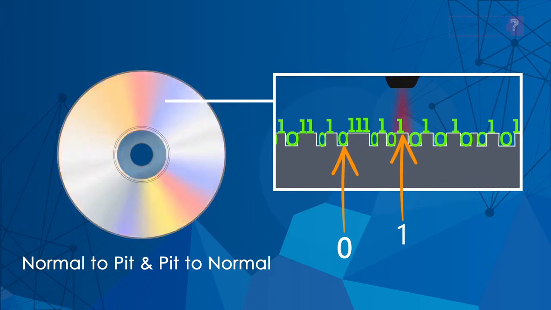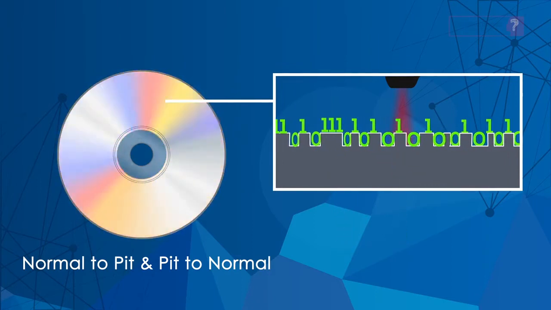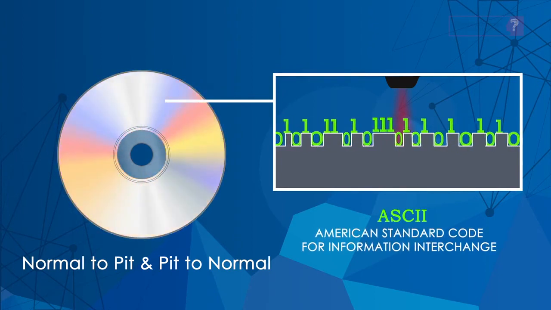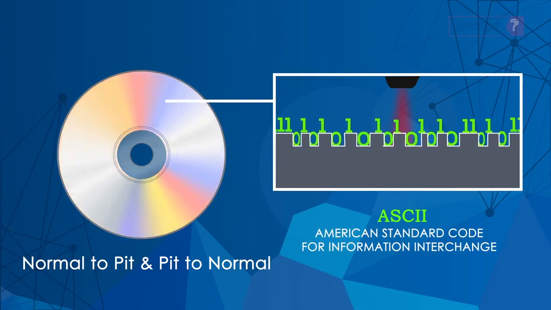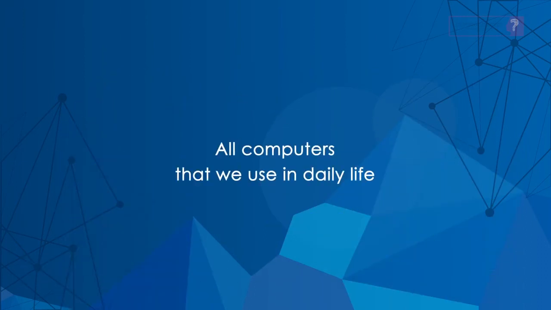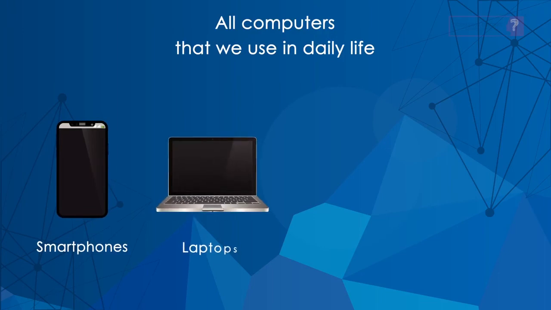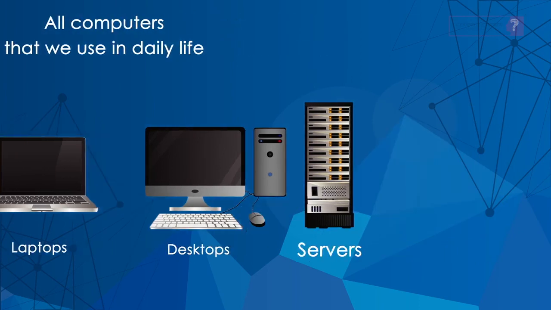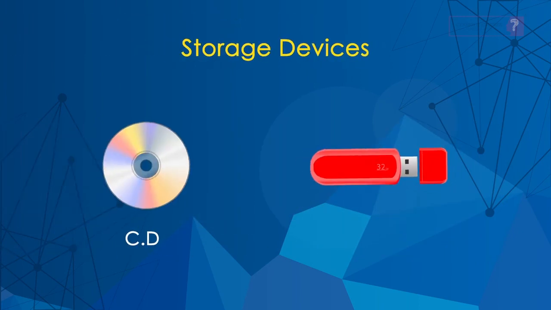Which combination of ones and zeros has what meaning has been decided by ASCII, American Standard Code for Information Interchange. And it's called ASCII code. All computers that we use in daily life, from smartphones to laptops to desktops to internet servers, as well as storage devices like CDs and pen drives, use this binary language to store information and communicate with each other.